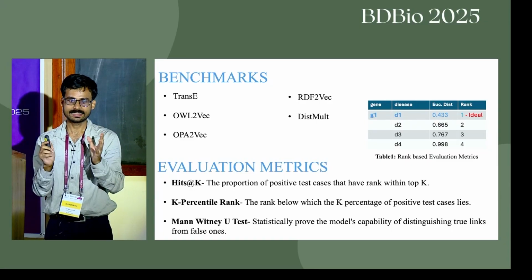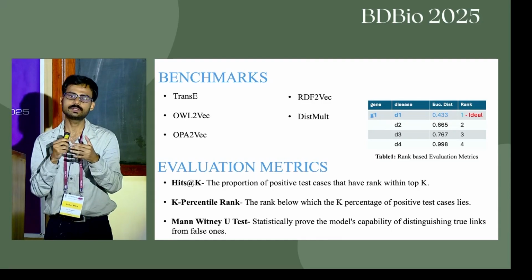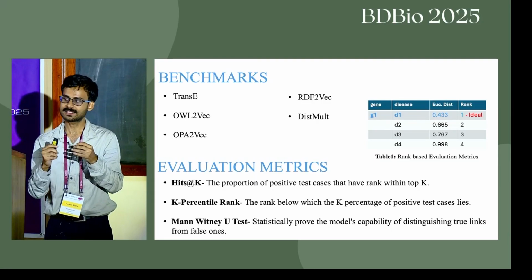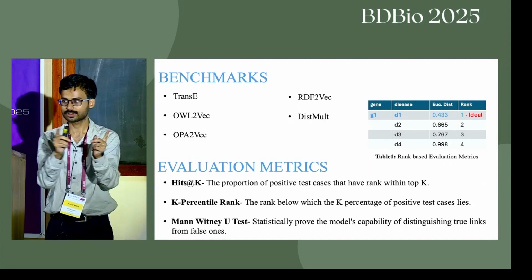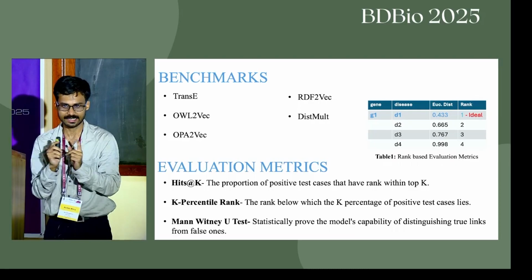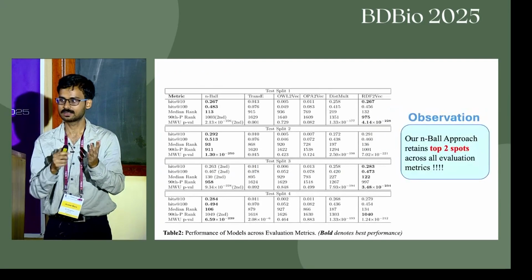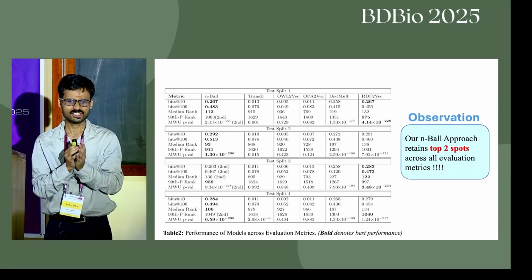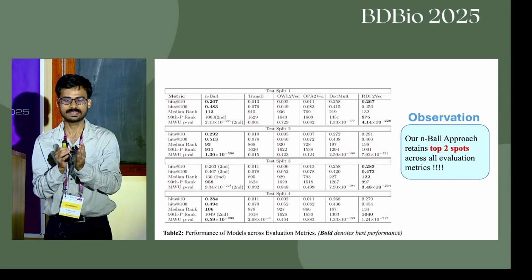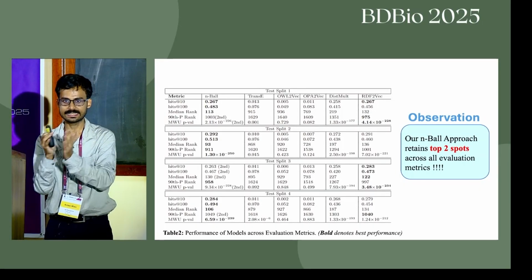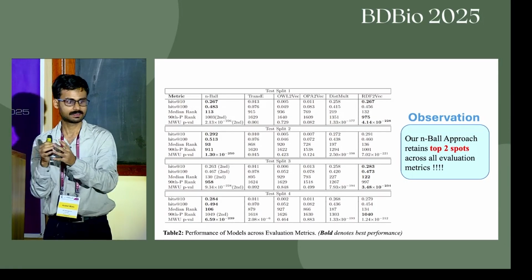Since we know that ideally our correct gene and disease pair should have the lowest distance between them, if we rank them in ascending order, obviously the original disease which is linked to the gene should come in the first place, its rank should be 1, right. This is the principle of the Hits K and K percentile rank evaluation metrics. So this is the overall evaluation table. It shows that our model has performed quite well in gene disease link prediction compared to other state-of-the-art embedding models.